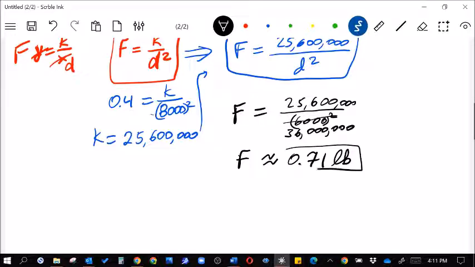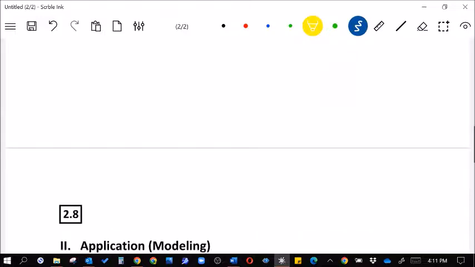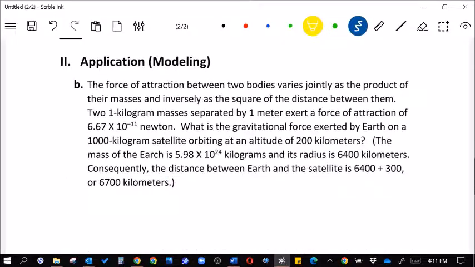Okay, and that tells us what our force is. It's approximately, so we round it to 2 decimal places, unless you know different, then that's appropriate for most situations, unless you're using really large 3-digit numbers and larger. Okay, let's take a look now at a different application problem.